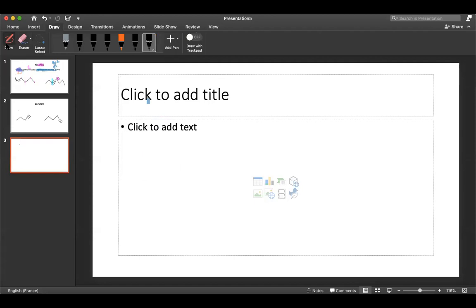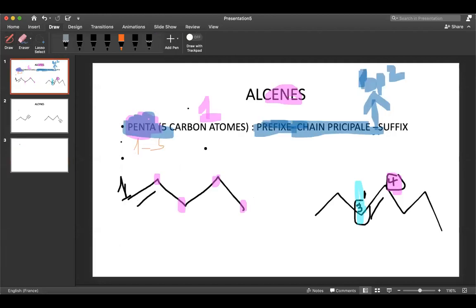Anyway, we'll just dictate the answer. So we're saying it should be penta. Penta. At position number what? Position number 1. Suffix.